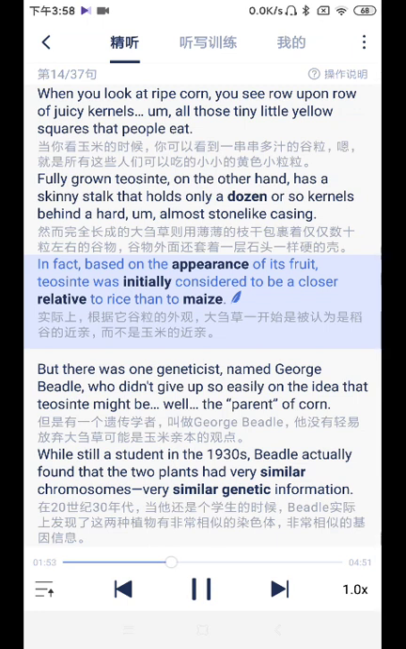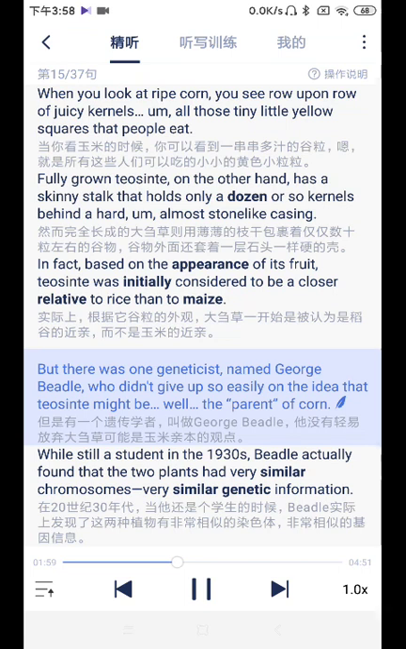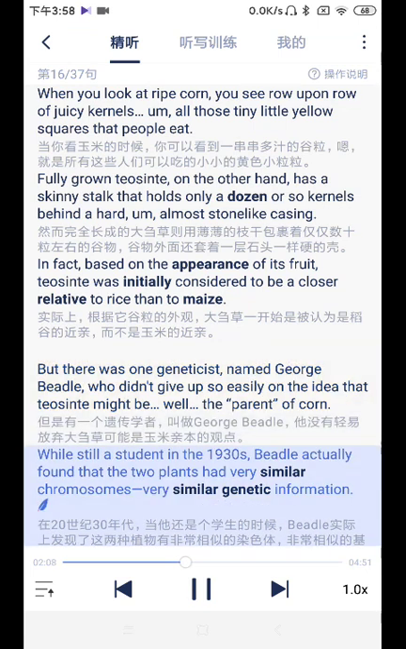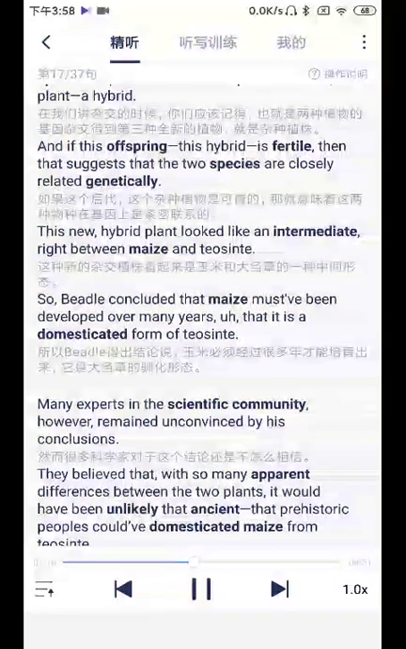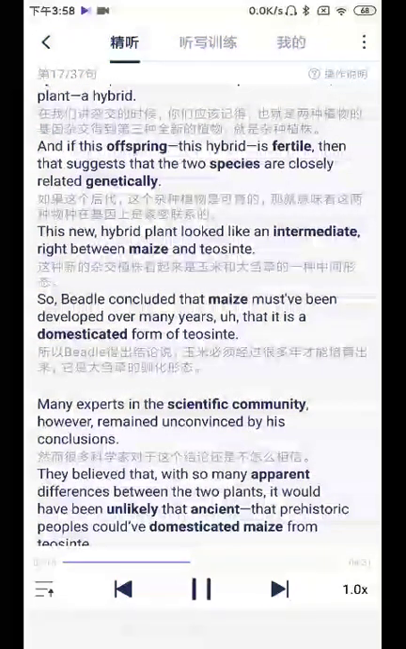But there was one geneticist named George Beadle who didn't give up so easily on the idea that teosinte might be the parent of corn. While still a student in the 1930s, Beadle actually found that the two plants had very similar chromosomes, very similar genetic information. In fact, he was even able to make fertile hybrids between the two plants.